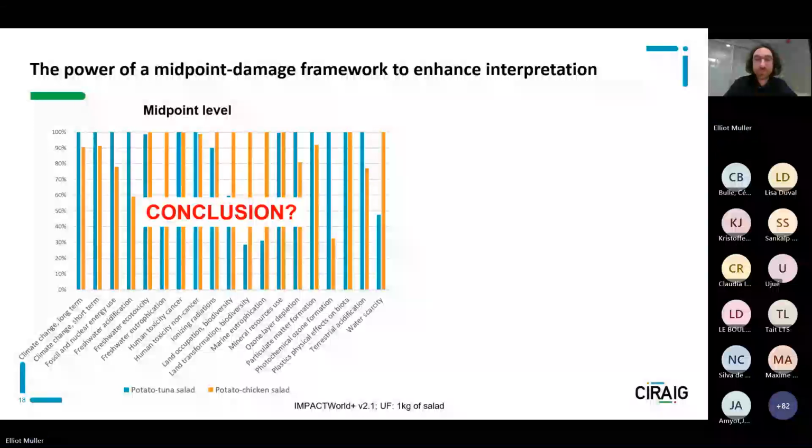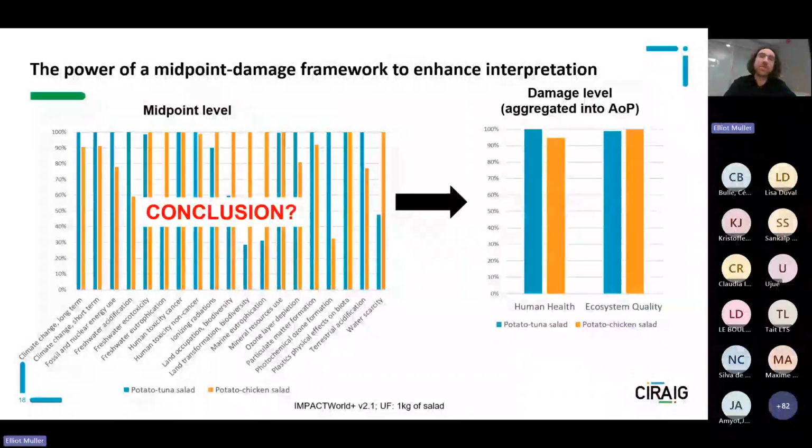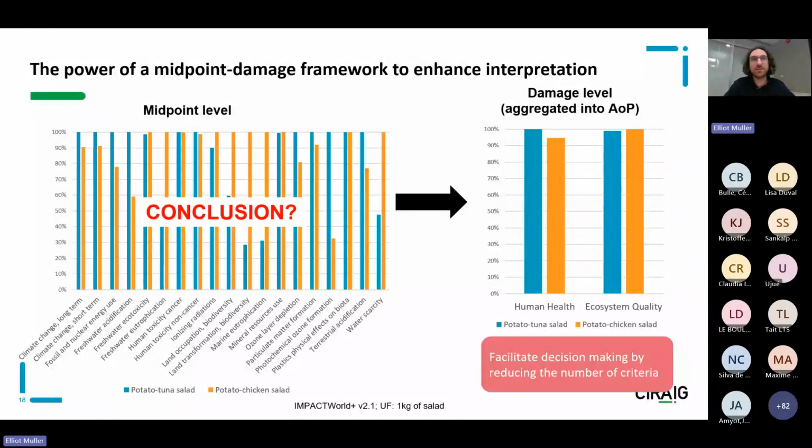So it can be quite hard to take a decision, to make a conclusion only based on midpoint level indicators. So that's one of the reasons to use the damage level, and more specifically indicators regarding the areas of protection, is to have fewer indicators, so it makes it easier to take a decision. It makes it easier for decision making.